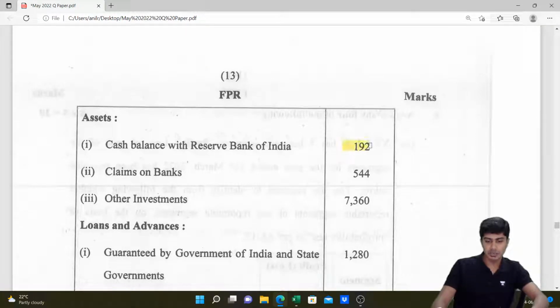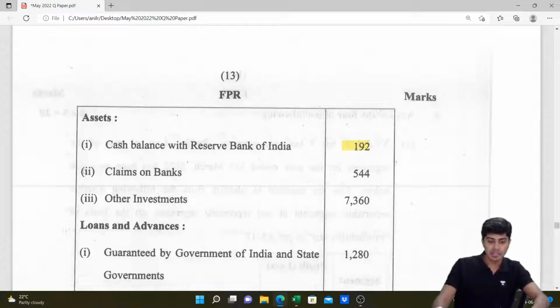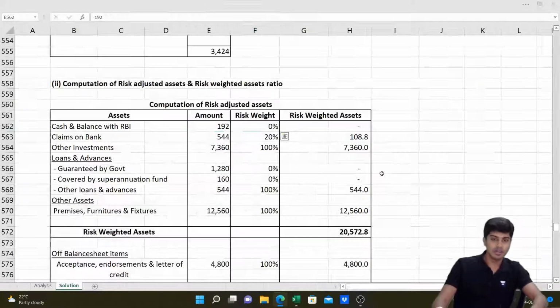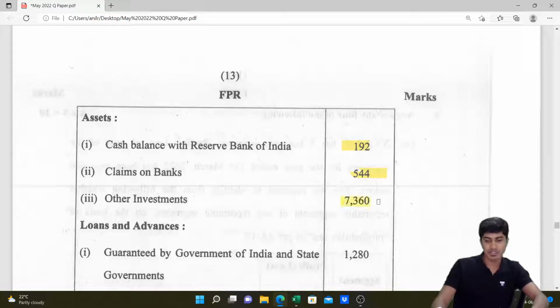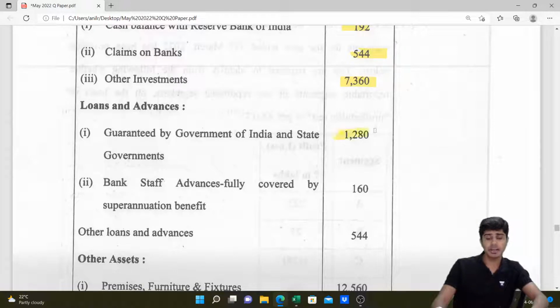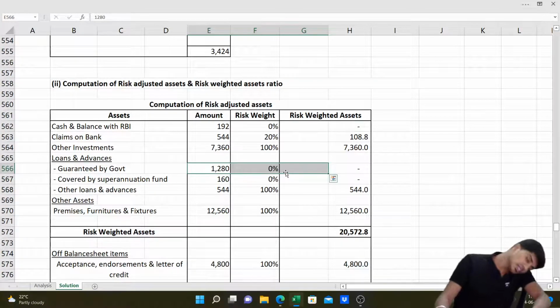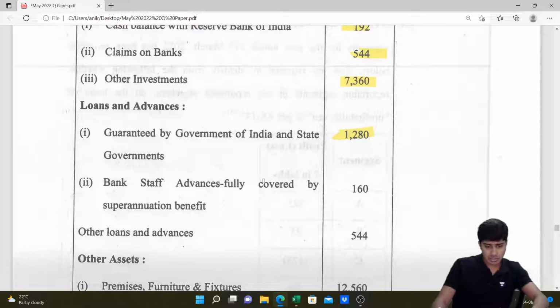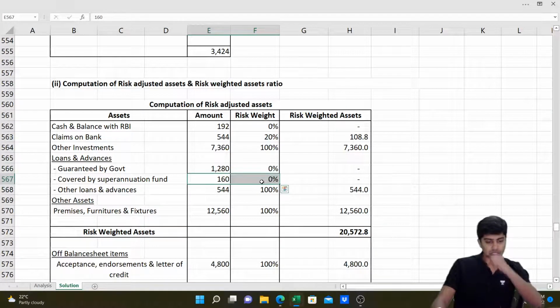This 192, I'll write that 182, and then charge 0% because it's with RBI. And there is claims on bank 544, on that 20%. Next we have other investments 7360, 100%. Then guaranteed by government of India 1280, 0%. You get this? Then if it is covered by, say, superannuation fund, full security is there. So there is no risk. Again 0%. See, 160, 0%.